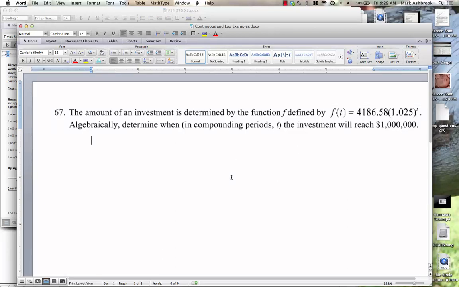Okay, here we go. So how about James back there? How'd this go? Did you get started? Tell me. So it's 1 million equal to 4,186.58 times 1.025 to the power t. And we're trying to find t.